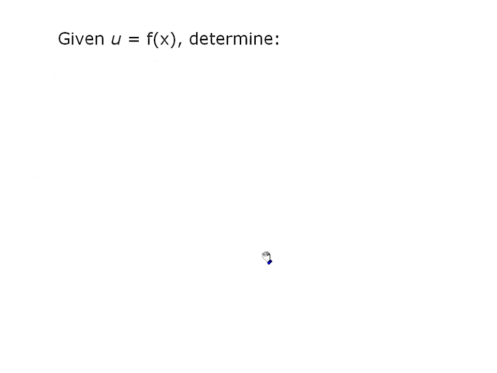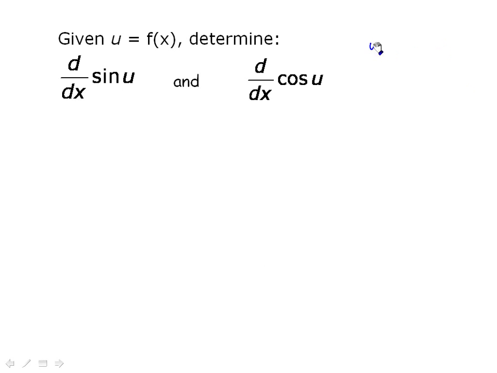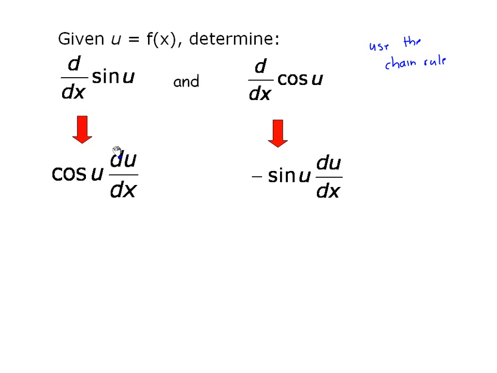So in those cases, we use the chain rule. If you're given any function u is equal to f of x, we want to determine these two derivatives. With the chain rule, we would simply get that the derivative of sine u is equal to cosine u, multiplied by the derivative of the inner. So that's classic chain rule. And the same thing would work with the derivative of cos u. The derivative would be equal to negative sine u multiplied by the derivative of whatever the inner function was.